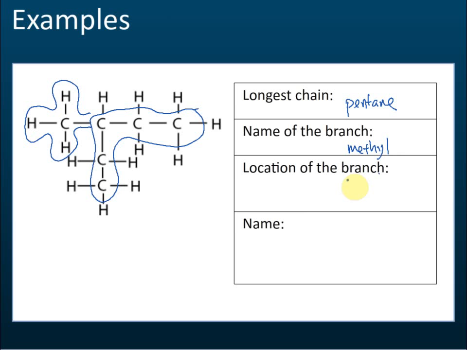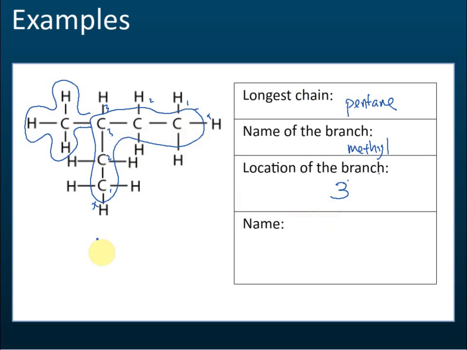Methyl is a branch with 1 carbon. Now tell me, what's the location of the branch? 3. Okay, if we start from here, 1, 2, 3. If we start from here, also 1, 2, 3, right? Either side is 1, 2, 3. So therefore, the location of the branch is 3. So what's the IUPAC name of this alkane?